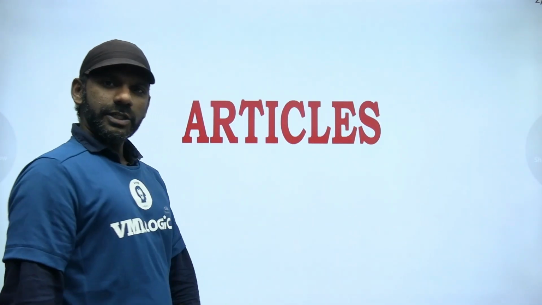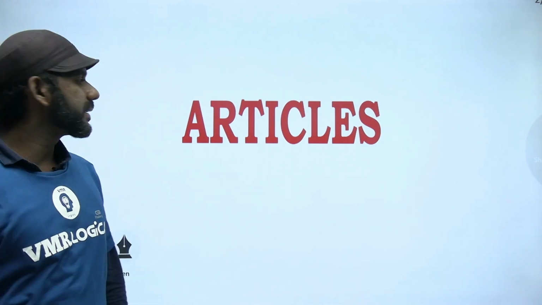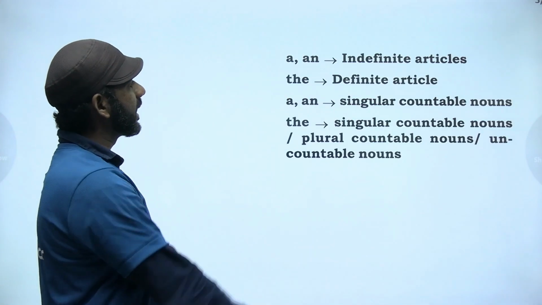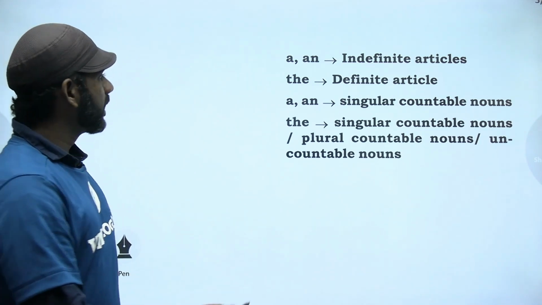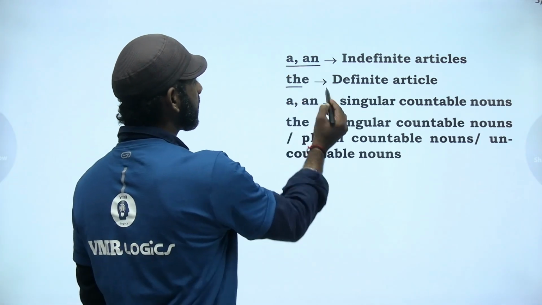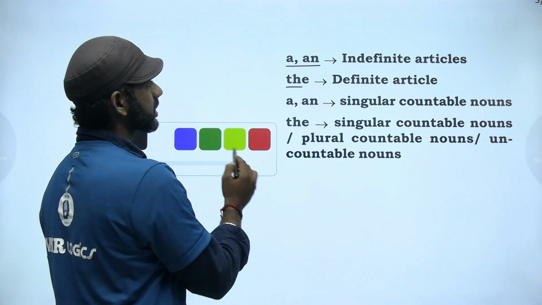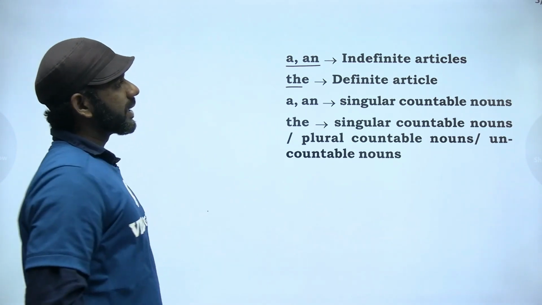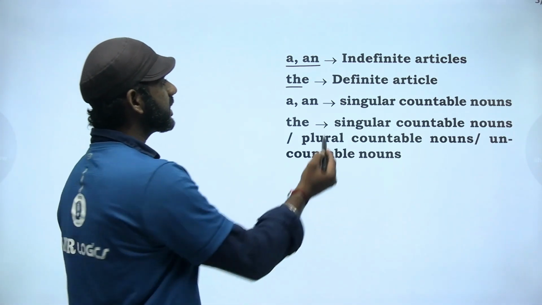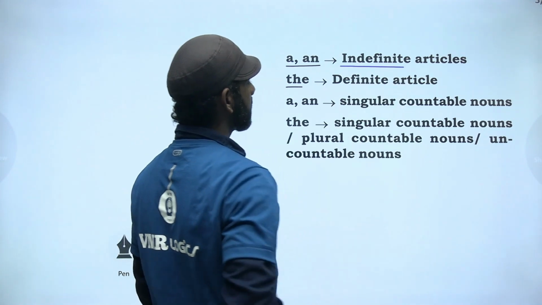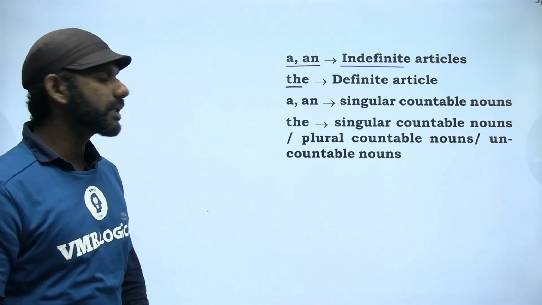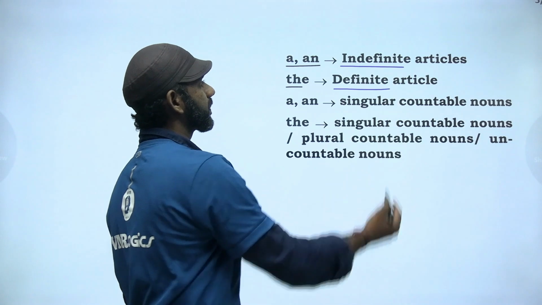How many articles in English? There are three articles in English: a, an, and the. A, an, and the are three articles in English. Now, a and an are termed as indefinite articles, whereas the is called the definite article.